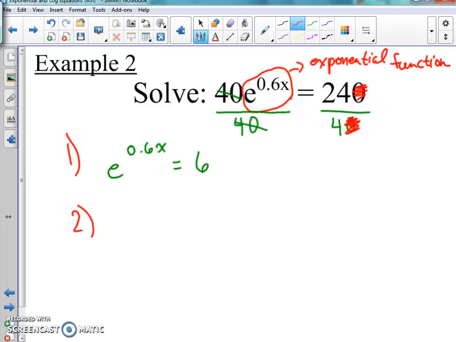Number 2 is do the natural log of both sides. Isolate, natural log it. So you natural log both sides. So make sure you don't forget to do both. Don't just do one, do them both.